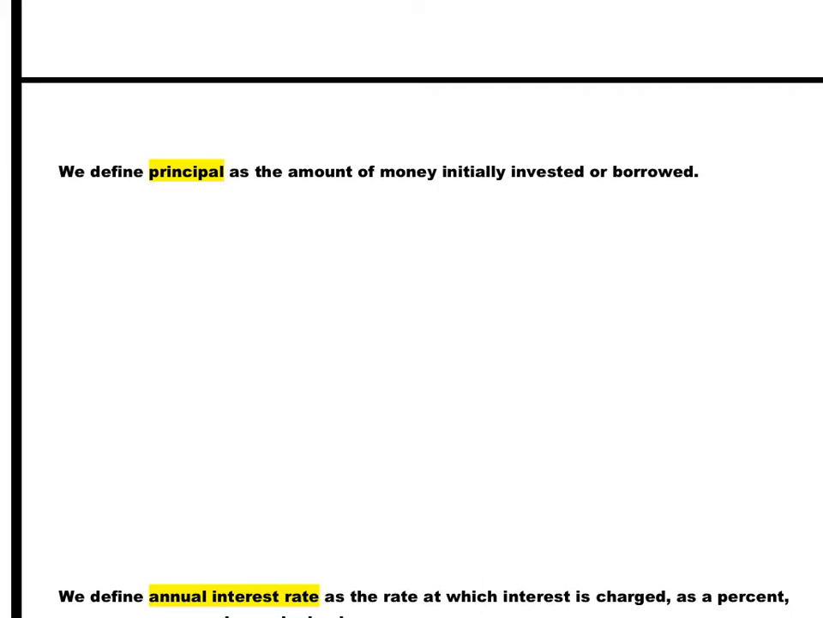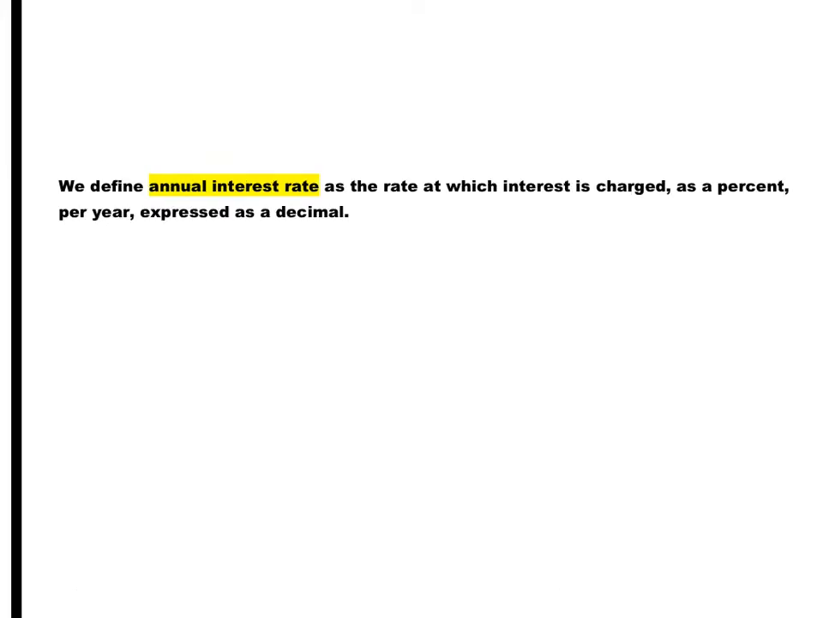The first thing is the money that you are going to invest or the money that you borrow. We call it the principal. So if you invest $1,000 or if you borrow $5,000, that $1,000 or the $5,000 is called the principal. The next thing is called the annual interest rate.